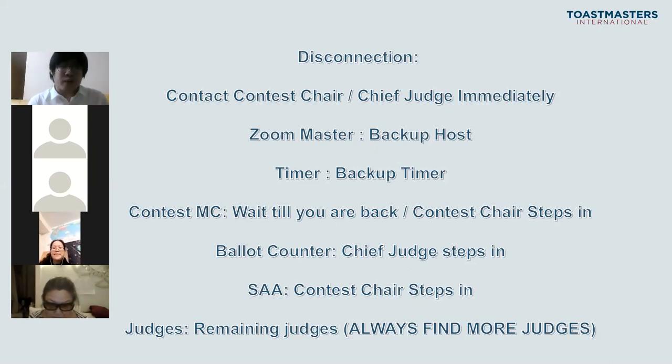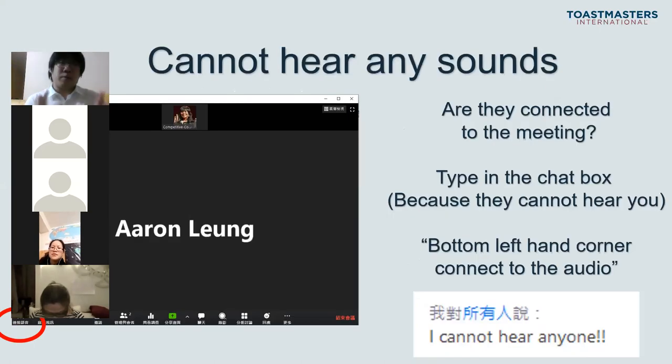So always find additional judges in an online contest, because you do not know when they will disconnect, and it will be unfair for the contestant if a judge disconnected and then makes the results and assumptions based on what they have heard for the first 2 minutes before they disconnected, etc. So these are the common problems that you will face as a contest facilitator. This is a must know. It will solve 95% of the issues that will come up in a contest.